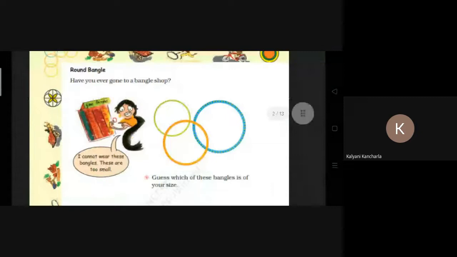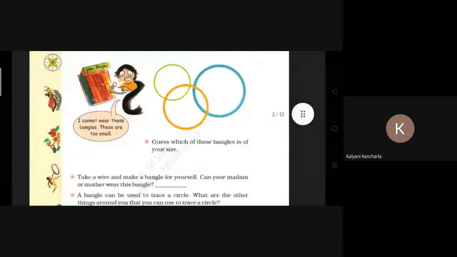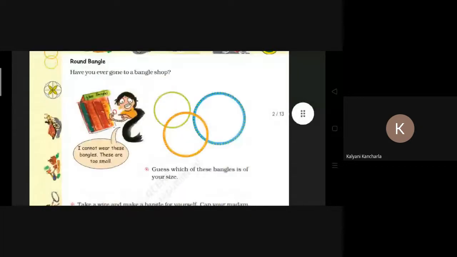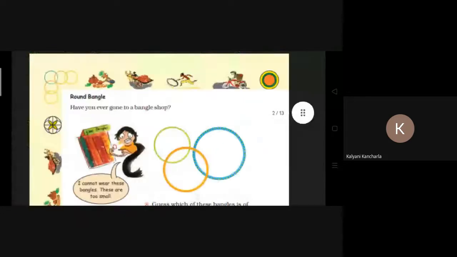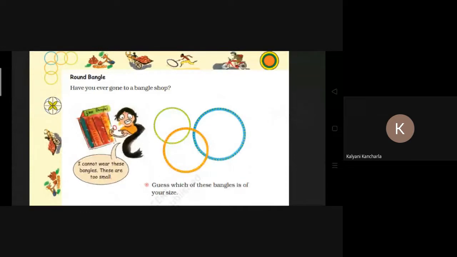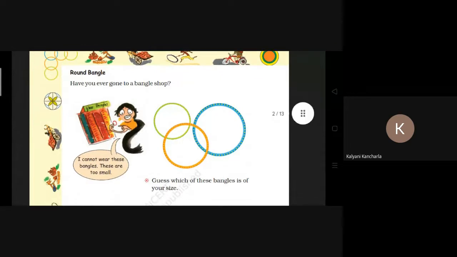Have you ever gone to a bangle shop? I cannot wear this bangle. These are too small. Guess which of these bangles is of your choice? So, आपको what do you think? इसमें से कौन सी size आपके हाथ की होगी? Your only girl is there, so Shri, you are only going to reply. Guess orange. Which of these? Okay, yes. I also thought that one only.